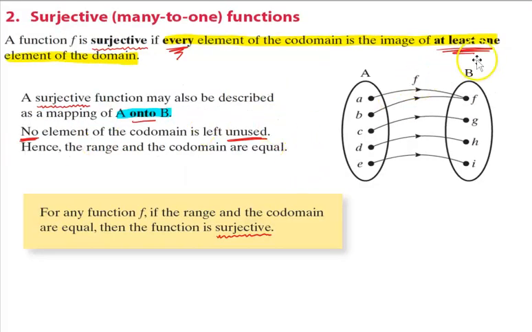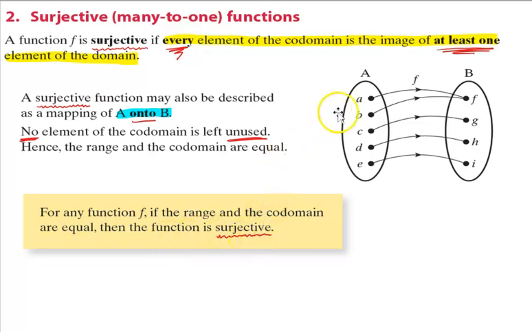But in this mapping diagram, we can see every element inside of set B has an arrow going towards it. So no element of the codomain is left unused. So we don't have any elements with no arrows going towards it. Hence, the range and the codomain are equal. For any function f, if the range and the codomain are equal, then the function is surjective.